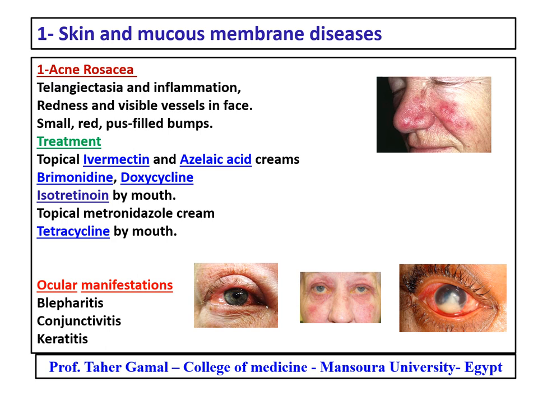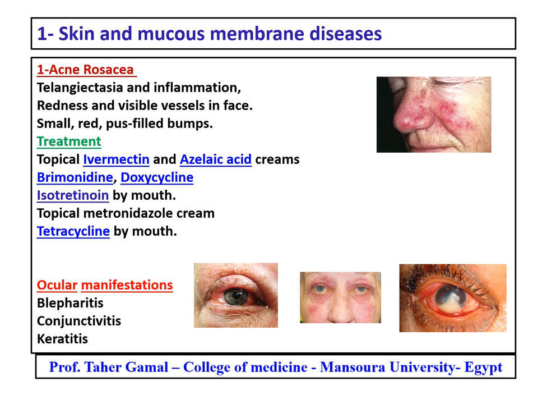Acne rosacea, for example, is a telangiectasia and inflammation: redness and visible vessels in the face, small red pus-filled papules. The treatment: topical ivermectin and azelaic acid cream, brimonidine, doxycycline, isotretinoin by mouth, topical metronidazole cream, and tetracycline by mouth.